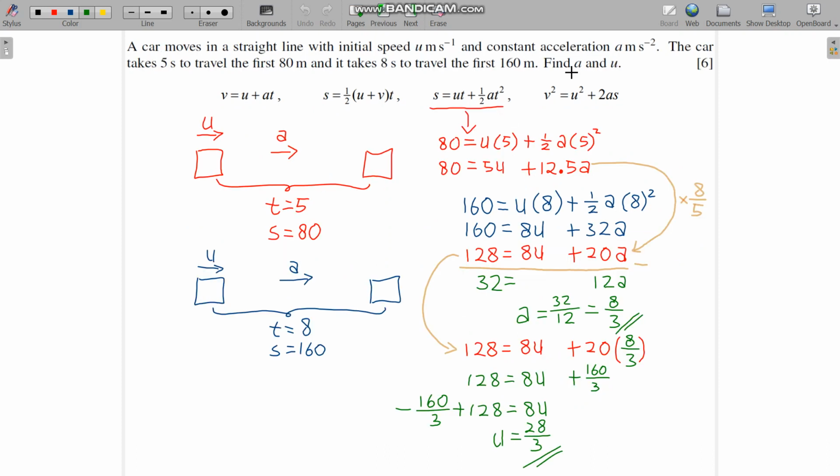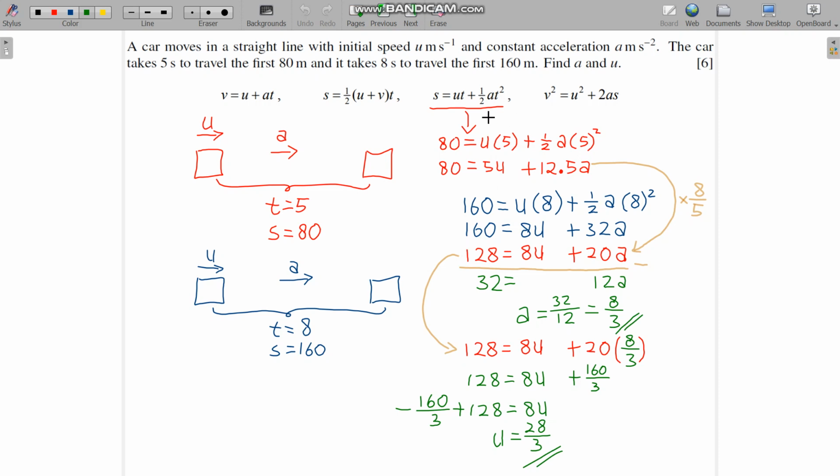Another example, we have initial speed u, constant acceleration a, and it takes 5 seconds to travel the first 80 and 8 seconds to travel the first 160. So we have two conditions here. In the first condition, we have u and a, and we don't know the values. We know the time is 5 and the distance is 80 meters in 5 seconds. And exactly the same u, exactly the same a, this time the time is 8 and the distance traveled is 160.